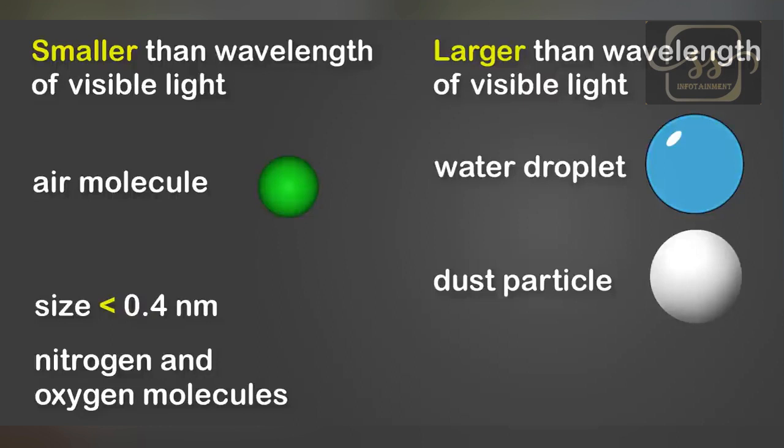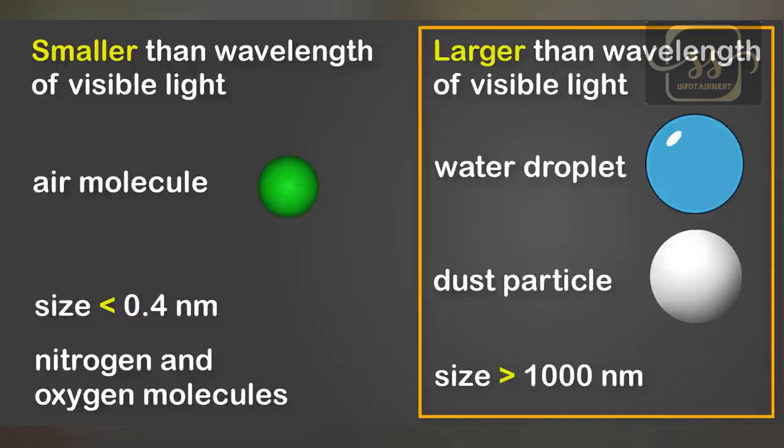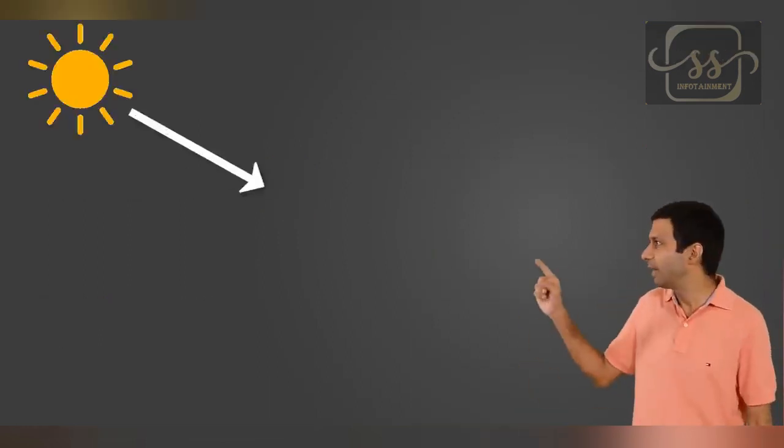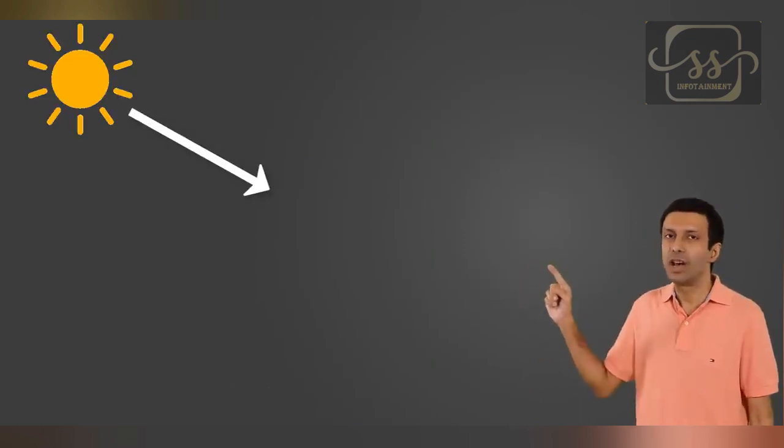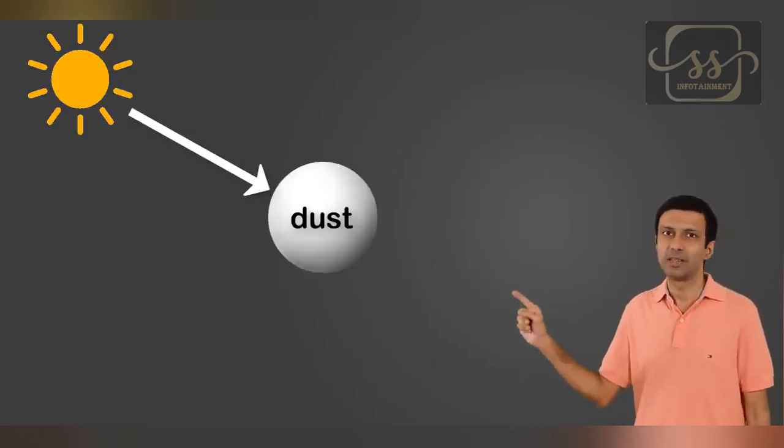And the water droplets and dust particles, these are much larger than the wavelength of visible light. To give you some rough numbers, the size of these particles is larger than 1000 nanometer or 10,000 nanometer or even more. So clearly they are larger than the wavelength of visible light. We'll first analyze the scattering of the light by these larger particles, that is the water droplets and the dust particles. Let's say white light from the sun is falling on larger particles such as dust particles.